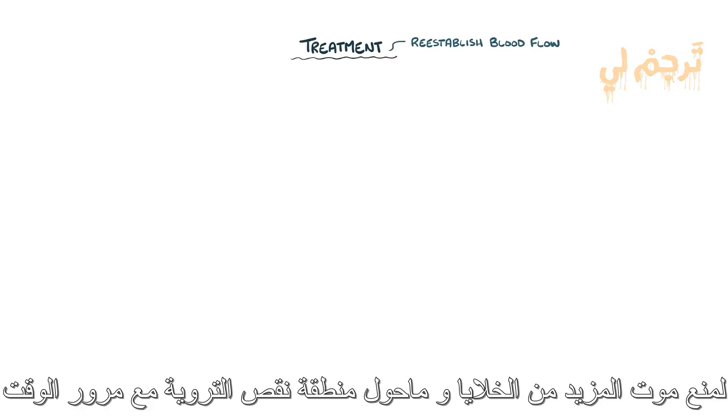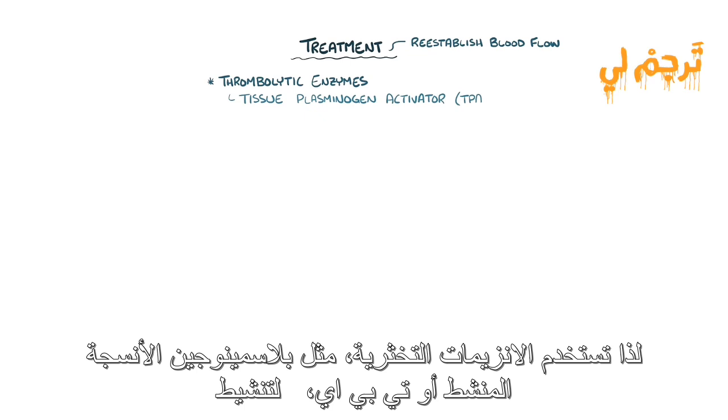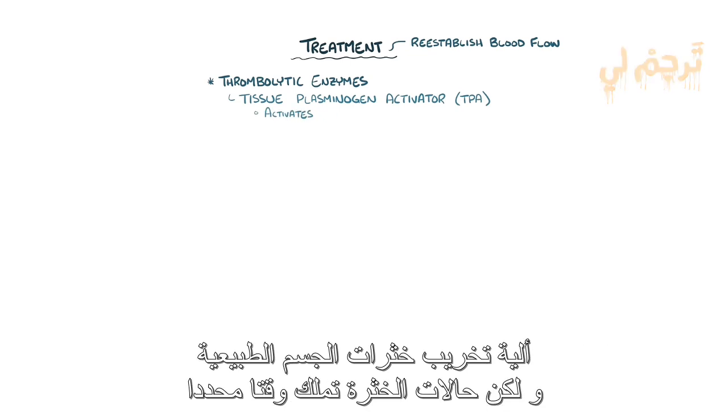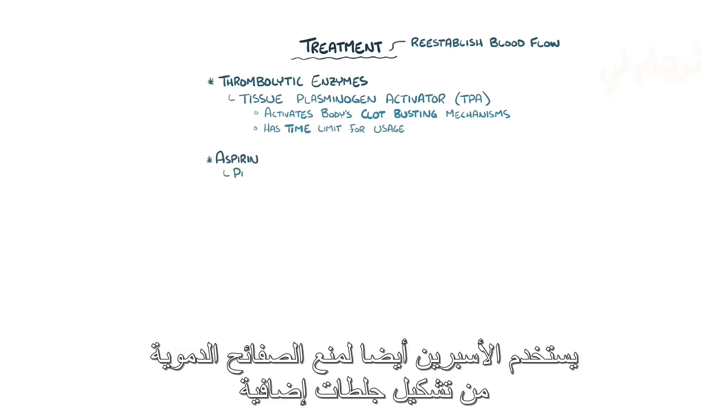In an ischemic stroke, the ultimate treatment is to re-establish blood flow as quickly as possible to prevent further cell injury, particularly in the penumbra. Every minute counts. So, thrombolytic enzymes like tissue plasminogen activator or TPA are used to activate the blood's natural clot busting mechanism. But TPA does have a time limit of when it can be used. Aspirin is also used to prevent platelets from forming additional clots.